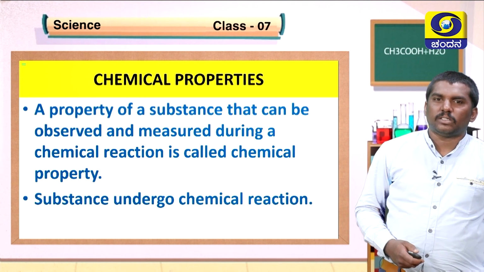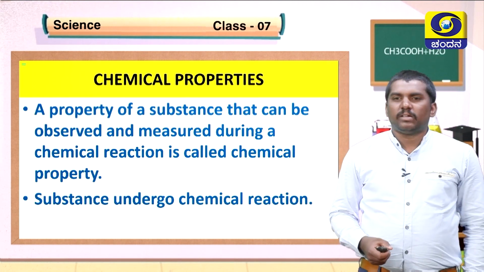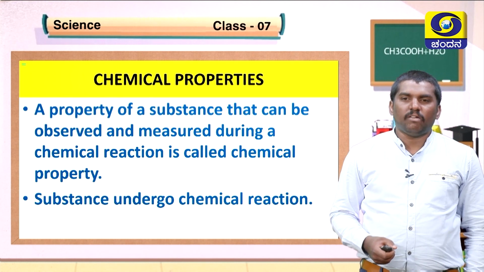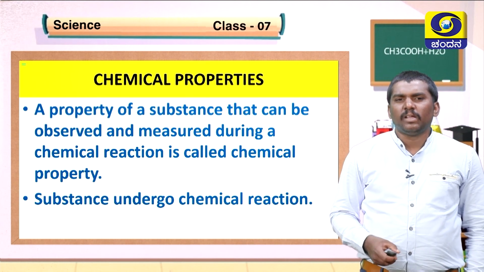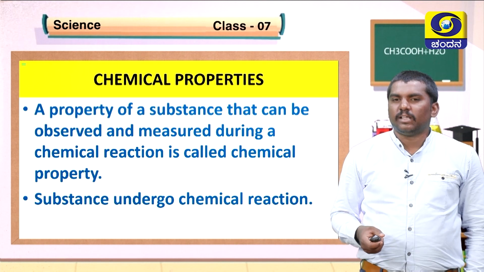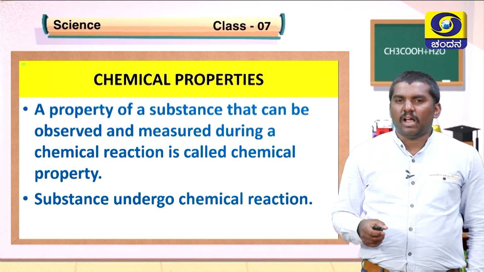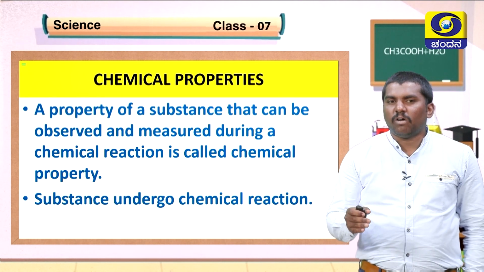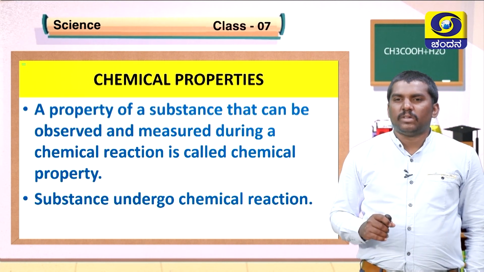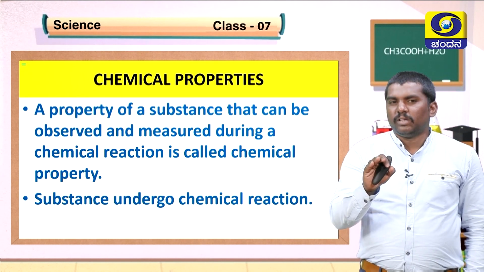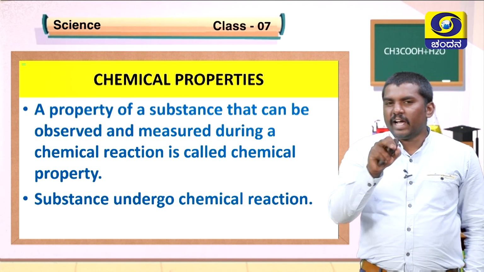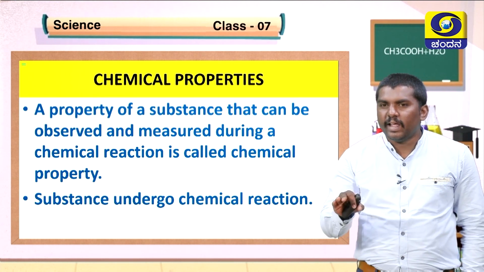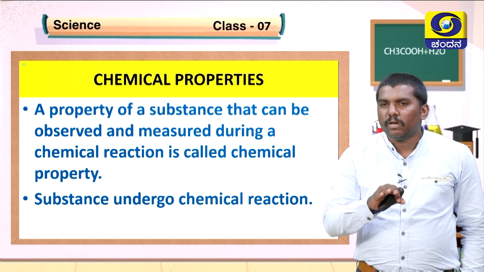My dear students, now come to the topic chemical properties of substances. A property of a substance that can be observed and measured during a chemical reaction is called a chemical property. Students, observe here, in this change there will be a chemical reaction. If there is no chemical reaction, there is no chemical change.